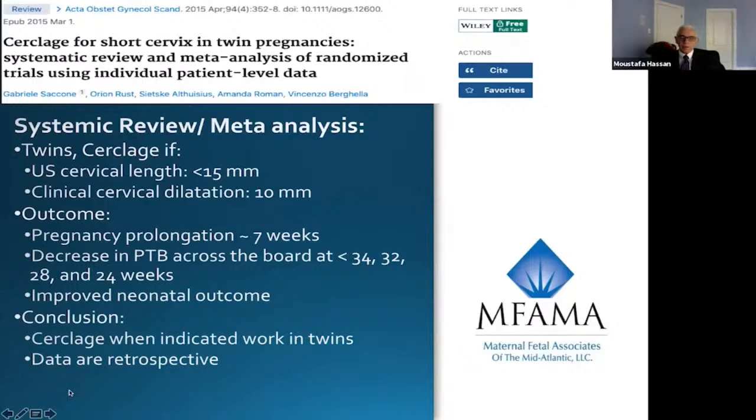The data are retrospective. One second here, let me stop here. I am not advocating that you do cerclage for every twin pregnancy. Please, that's not my message. Cerclage in twins when indicated.